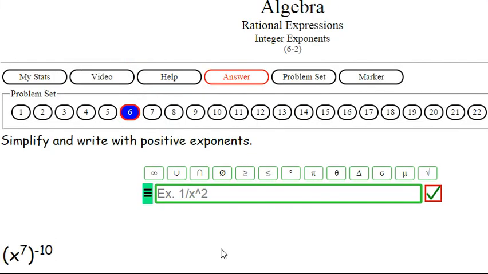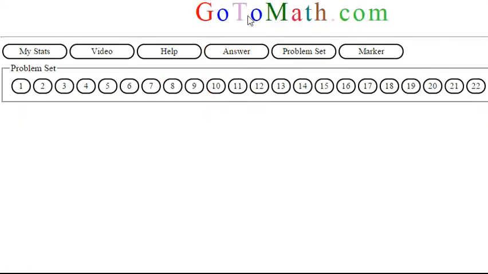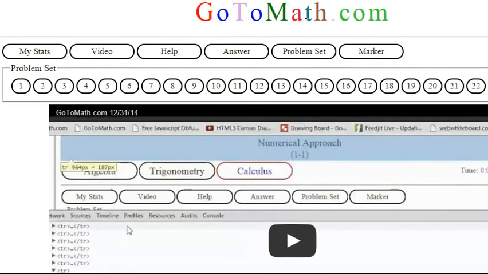There you go. Alright, so what are we doing? We're over here at gotomath.com, and I'm getting a text message, and it looks like it's saying there's people on the website. Alright. Okay, so there you go. See you over there. See you in the next problem.